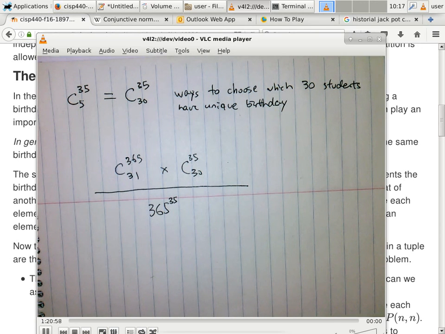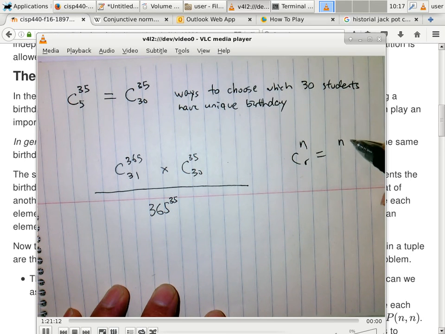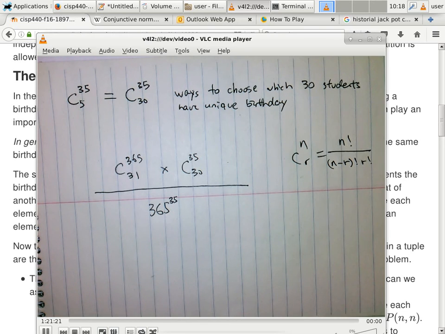Could you just remind me what the choice notation ends up working out to? N choose R is the same thing as N factorial divided by N minus R, the whole thing factorial, times R factorial. And N factorial is N times N minus 1 times N minus 2, all the way down to 1.